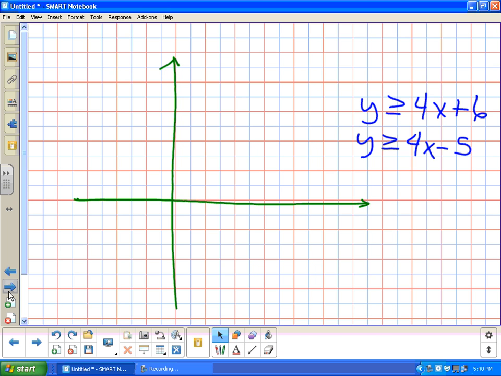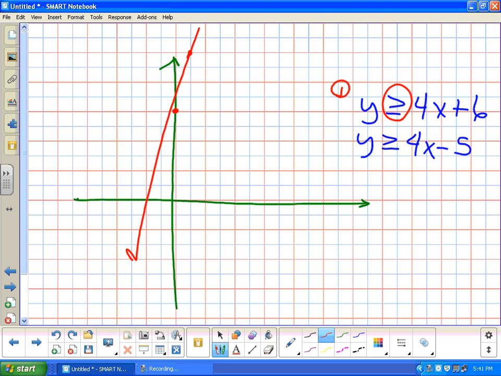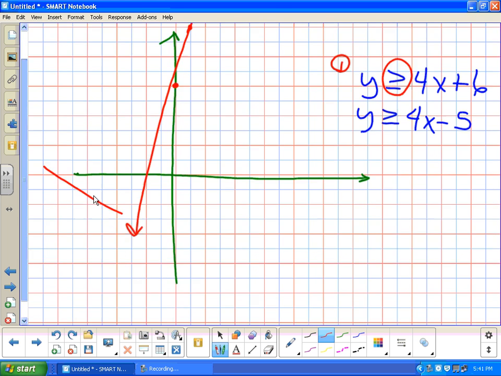So the very first one, which I'll graph in red, has a y-intercept of 6. 1, 2, 3, 4, 5, 6. Slope 4, so up 4 over 1. I'm drawing a solid line because there is a bar underneath it. And I'm shading above the line because it's greater than. So I'm shading in this direction.